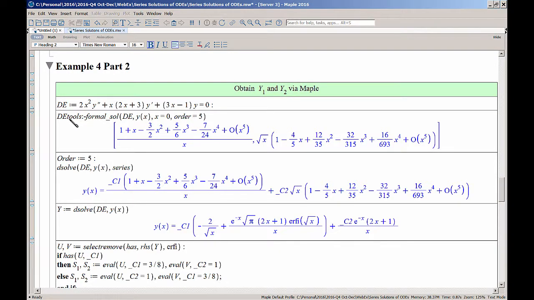The DE tools package has the command formal solution underscore SOL instead of the full word solution. You give it the DE, the dependent variable, the point of expansion, and it takes the parameter order equals. So you can declare how many terms of this partial sum Maple is going to display. And so you get two members of the fundamental set. They're separated by a comma.